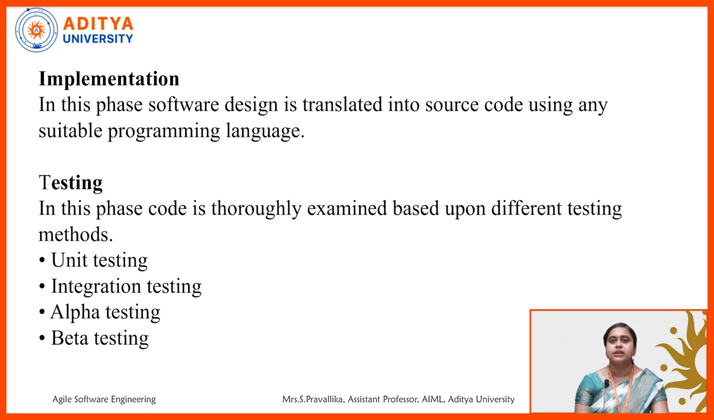Next phase is testing. In this phase, the code is thoroughly examined based upon different testing methodologies. Based on the different testing strategies, we examine the code that was developed. In testing, we have many testing types, but apart from them, we go with the 4 basic testings: unit testing, integration testing, alpha testing and beta testing. These are some of the testings listed as primary. So this is regarding the testing phase.